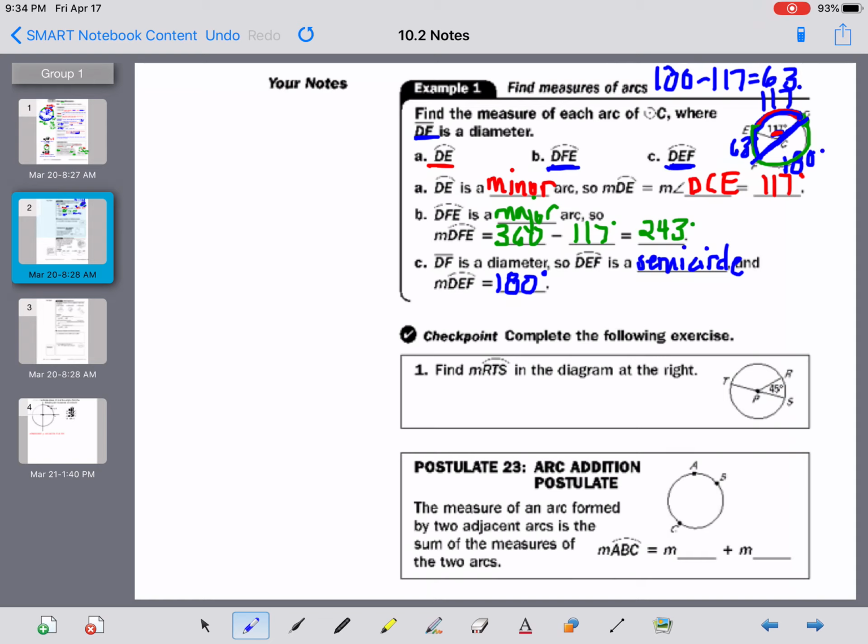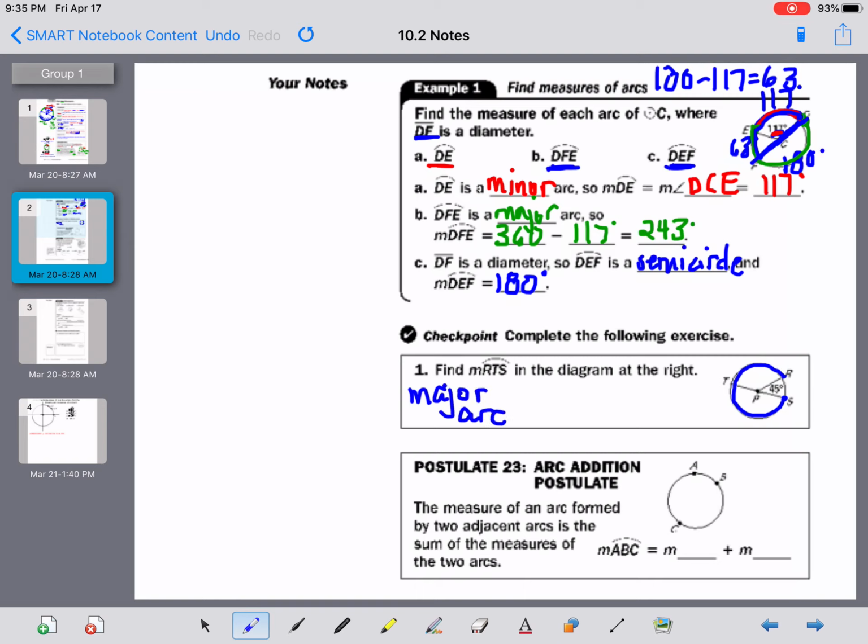All right, moving on to our checkpoint. It says find the measure of arc RTS in the diagram at the right. Three letters, let's play dot to dot with it. I start at R, go to T next, and finally to S. And I notice as much of that circle there that I'm definitely looking at a major arc.